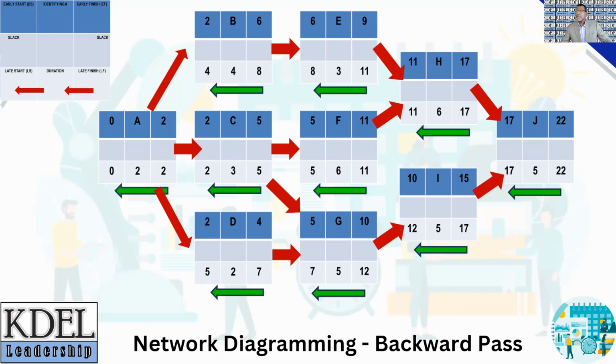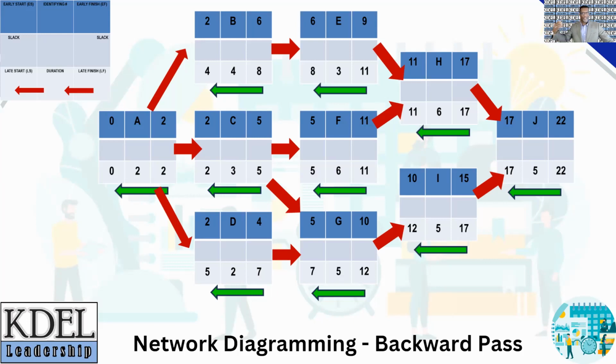We're going to be focusing on the bottom rung of each activity box, where the horizontal backward green arrows are placed. So if you start from activity J and subtract 5 weeks, which is the duration of activity J, from 22 weeks, which is the total duration of the entire project, you arrive at 17 weeks. This is the late start.